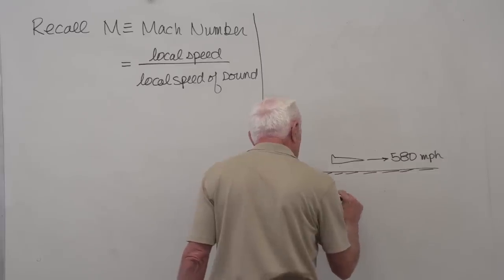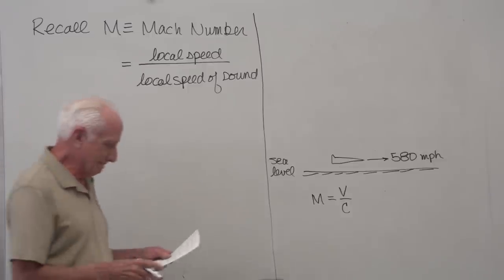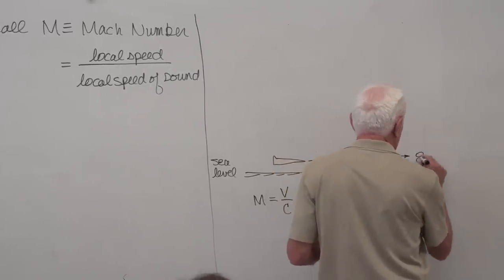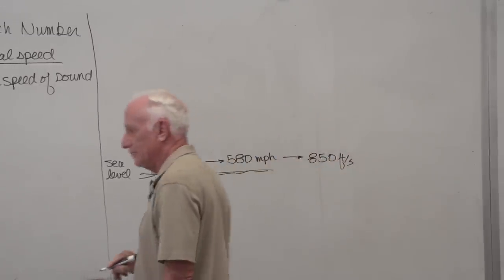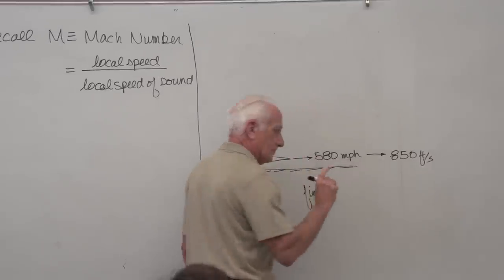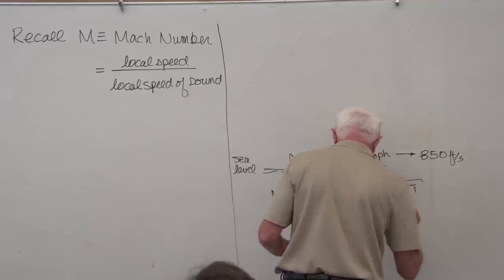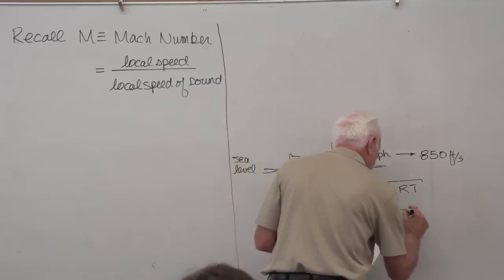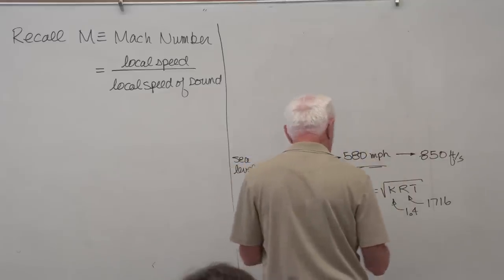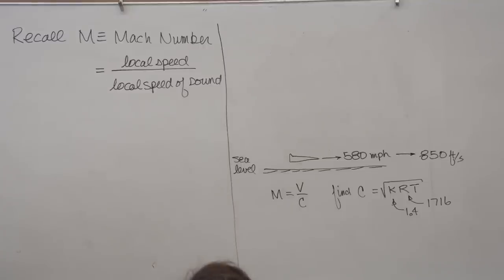Okay, Mach number. V over C. C is the local speed of sound. V is the velocity of the aircraft. I can't use miles per hour. I've got to convert to feet per second. 850 feet per second. Okay. First thing I'm going to find, see, two ways to find it. Number one is you can go ahead and take the square root of KRT. K is 1.4 for air, R is 1716. Okay, they came from properties of air in the back of the book.